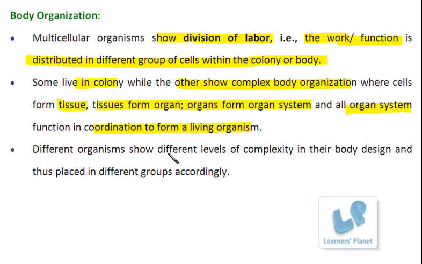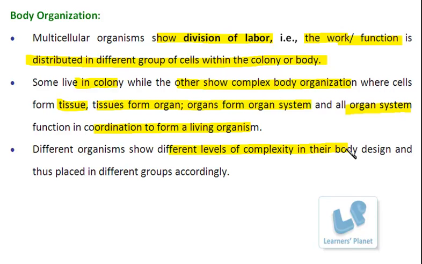So this type of difference in the complexity of the body design is the next level for the classification, of course. Besides this, the presence or the absence of the cell wall is another criteria, which I can of course link here with the body organization. There are organisms in which the cells have the outer dead covering, which is known as the cell wall. On the other hand, there are organisms in which the cell wall is absent. So this presence or the absence of the cell wall is the next criteria to subclassify the organisms.